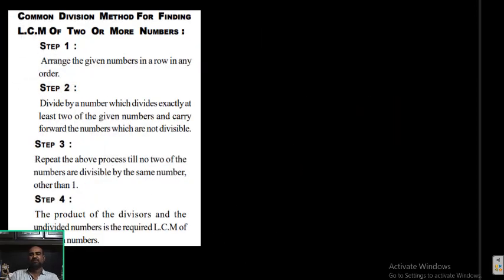Division method. So LCM of 12, 30, for example 48. You want to find LCM of three numbers. So what this method says, I want to explain. Arrange the given numbers in a row in any order, either ascending order of magnitude or descending order of magnitude.